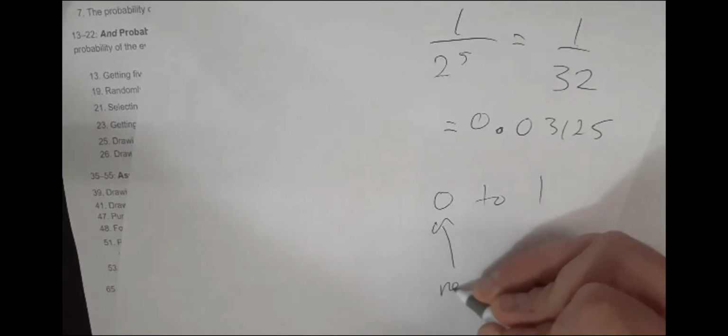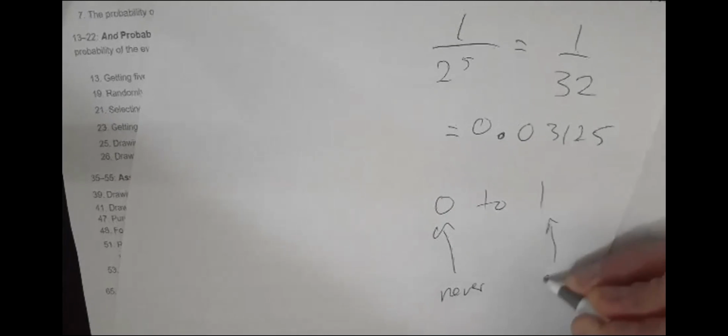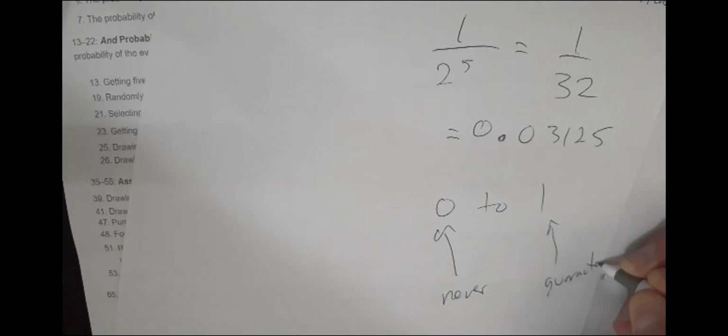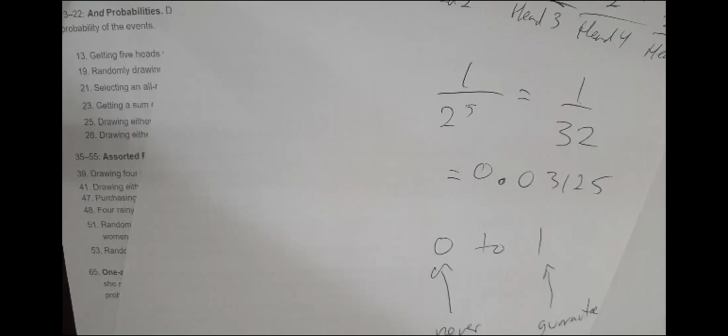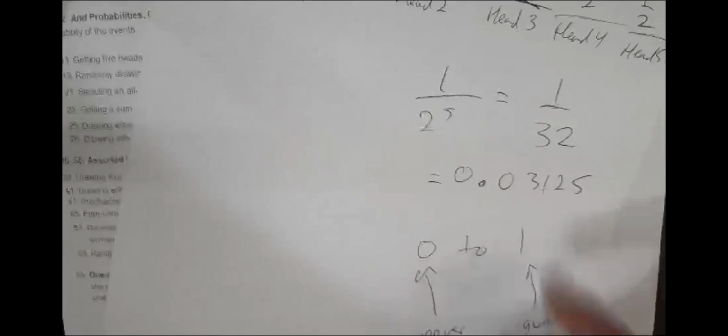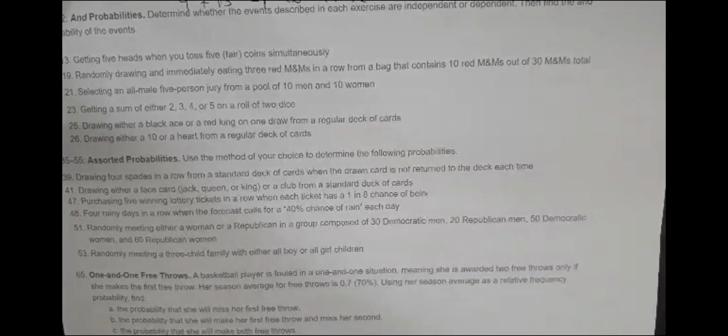And just to recap, 0 means it's never ever. 1 means it's a guarantee, right? It's guaranteed to happen. It's 100% or 0%. We can think of it as a percent in decimal form, is another way to think about it. So this would be a little bit over 3% of the time.